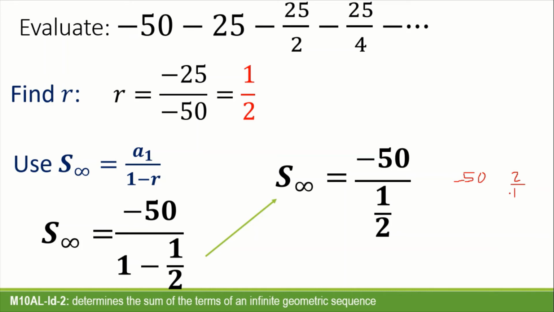Therefore, the sum to infinity is negative 50 times 2, and that is negative 100.